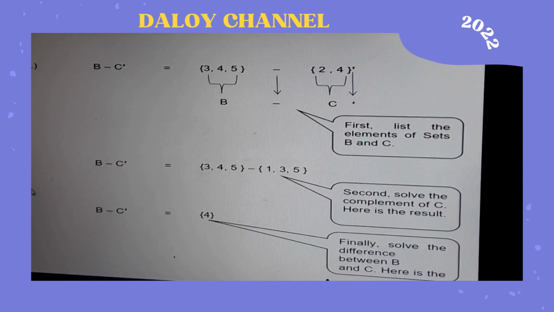For letter C, find the difference between B and C complement. So, enumerate all the elements in B minus all the elements in C. We have 2 and 4. But notice that before finding the difference between the two, you have to find the complement of C first. So what is the complement of C compared to the universal set? We have 1, 3, and 5 for C complement.